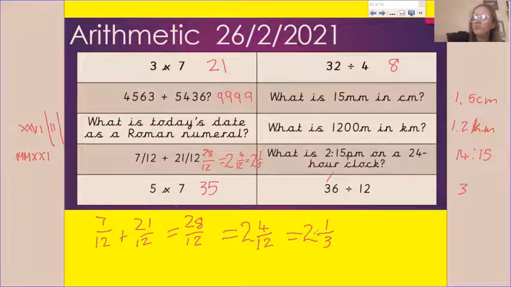It is 1.5 centimeters, because obviously there are 10 millimeters in a centimeter. 15 means there's 1 whole centimeter and half a centimeter. What is 1,200 meters in kilometers? It is 1 kilometer, 200 meters, or 1.2 kilometers. What is 2:15 p.m. on a 24-hour clock? It is 14:15. And then 36 divided by 12 is 3.